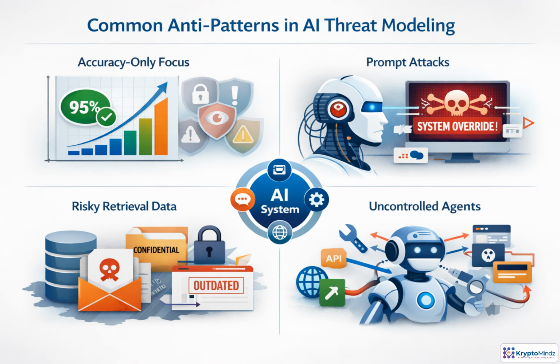A common mistake is treating AI threat modeling as a model review. High accuracy does not mean the system is safe. You need to test how prompts can override instructions, how retrieval sources can be poisoned or expose sensitive data, and how agents behave when they can use tools. Any place the AI reads, remembers, calls, or acts becomes part of the threat model. The corrective move is simple: model the full system, not just the model.